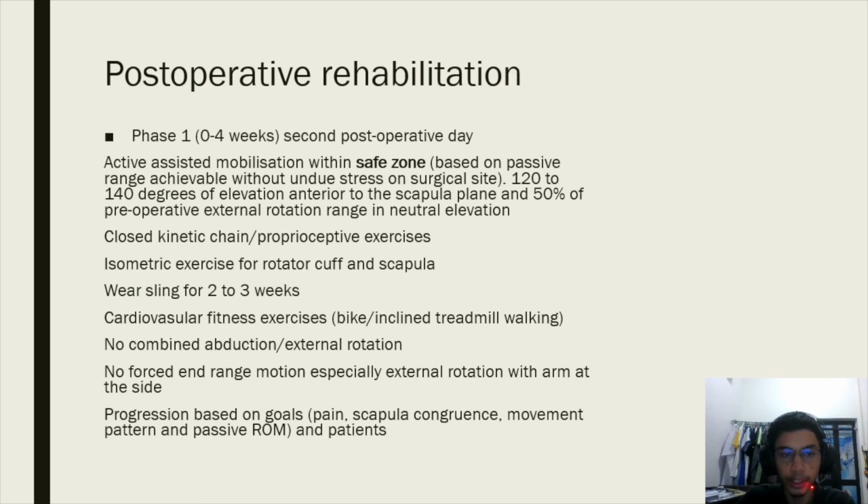elevation. Next, they will do closed kinetic chain or proprioceptive exercise, isometric exercise for rotator cuff and scapula, wrestling for 2 to 3 weeks, cardiovascular fitness exercise, bike or inclined treadmill walking, no combined abduction and external rotation, no force and range of motion, especially external rotation with arm at the side. And lastly, progression based on goals, pain, scapular congruence, movement pattern and passive ROM, and patience.